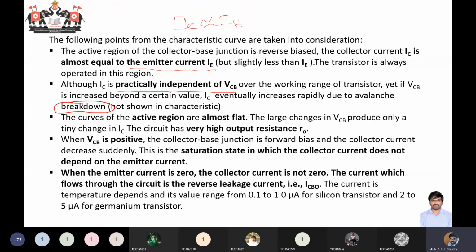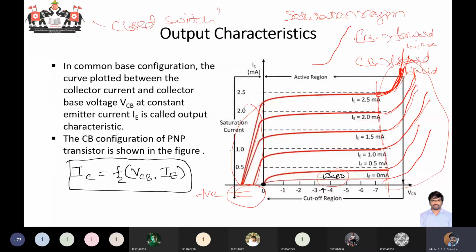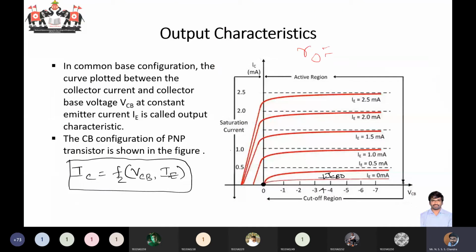The curves of your active region are almost flat, and only large changes in VCB produce only small changes in IC. So if you take the output resistance, what will be your output resistance, R naught? Please tell me, how do you write the output resistance? Please respond. Delta VCB by delta IC. Yeah, delta VCB by delta IC.